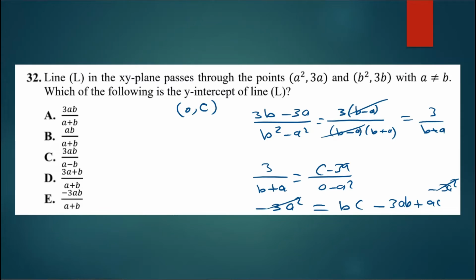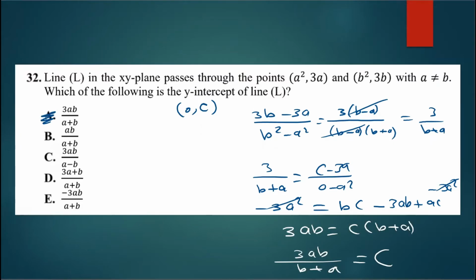To isolate C, I will turn this 3AB to the other side. I have here BC and AC now. C is common, so you have B plus A. Obviously, now to isolate C, you will have 3AB over B plus A. Nice question, pretty nice one. So 3AB over the sum, it's A. Nice one.